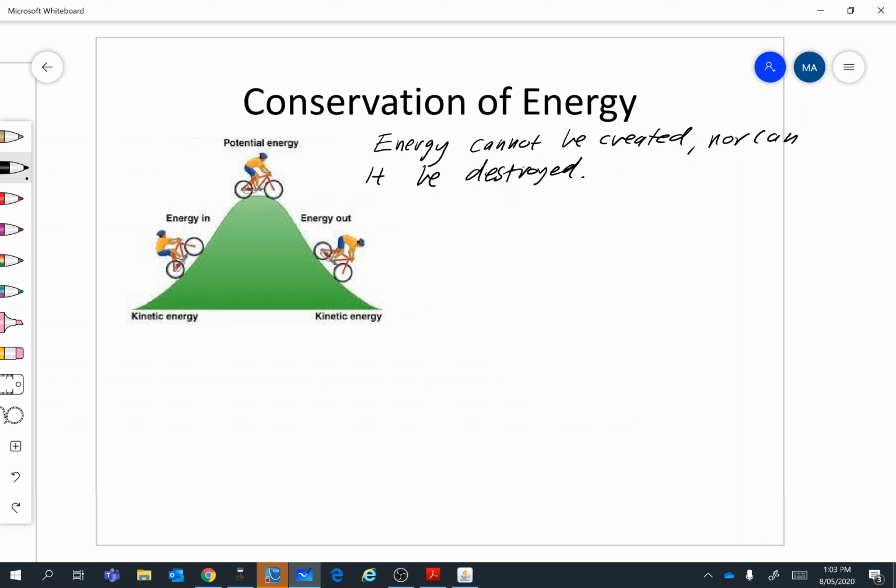So rather than energy being created or destroyed, the amount of energy in the universe, as far as we're concerned, is fixed. And so we're merely converting it from one form to another. And that's what the examples I'm going to give you to consider are about, considering what energy forms are being converted into what. So energy can be transformed or converted from one form to another.